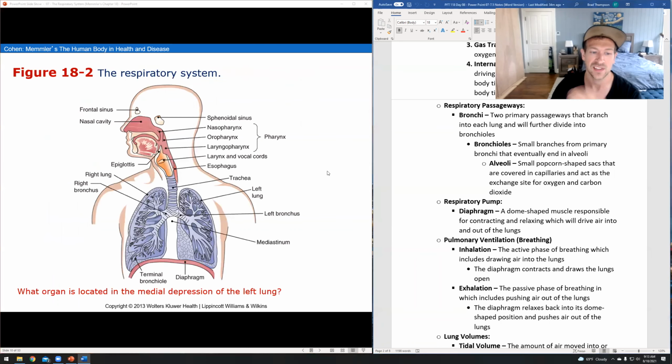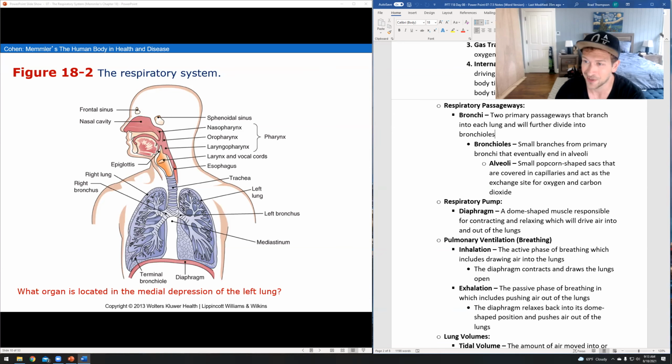For instance, these are your bronchi, right? You have your two primary bronchi. These are the two primary passageways that branch into each lung. They're these cartilaginous empty tubes that allow massive amounts of air to flow through, right? And so this branches down, and then it's going to break into two primary sections there.